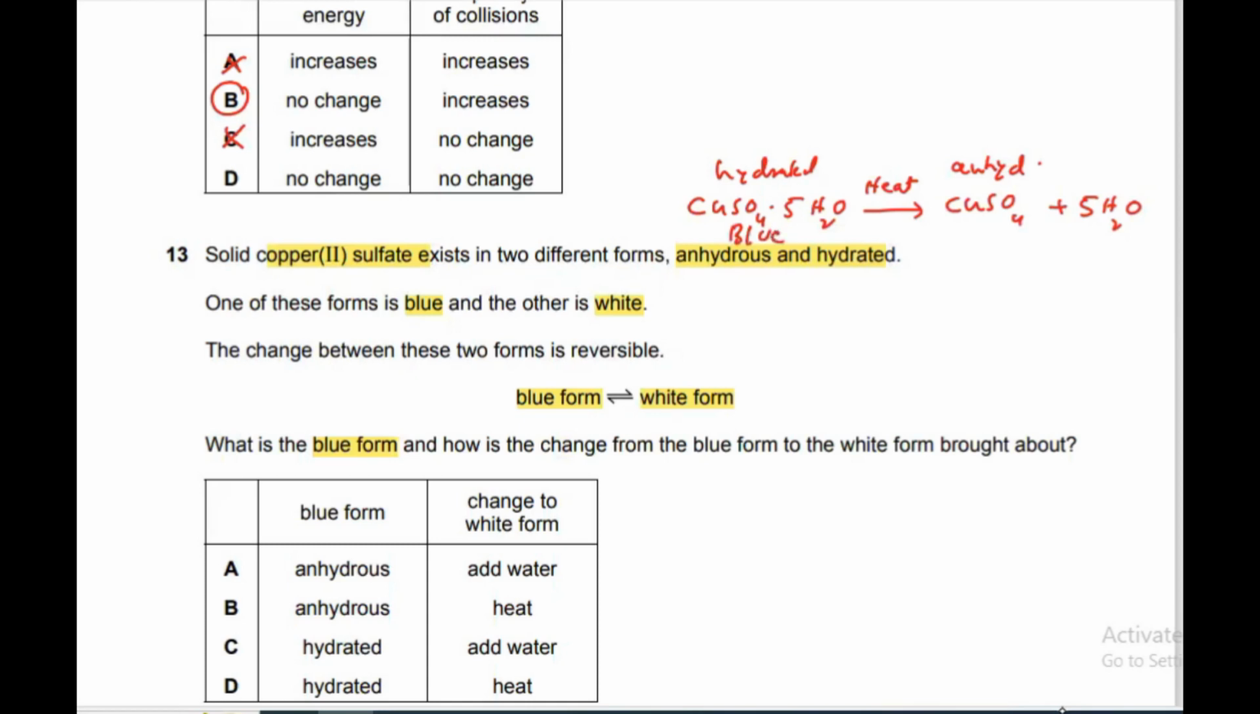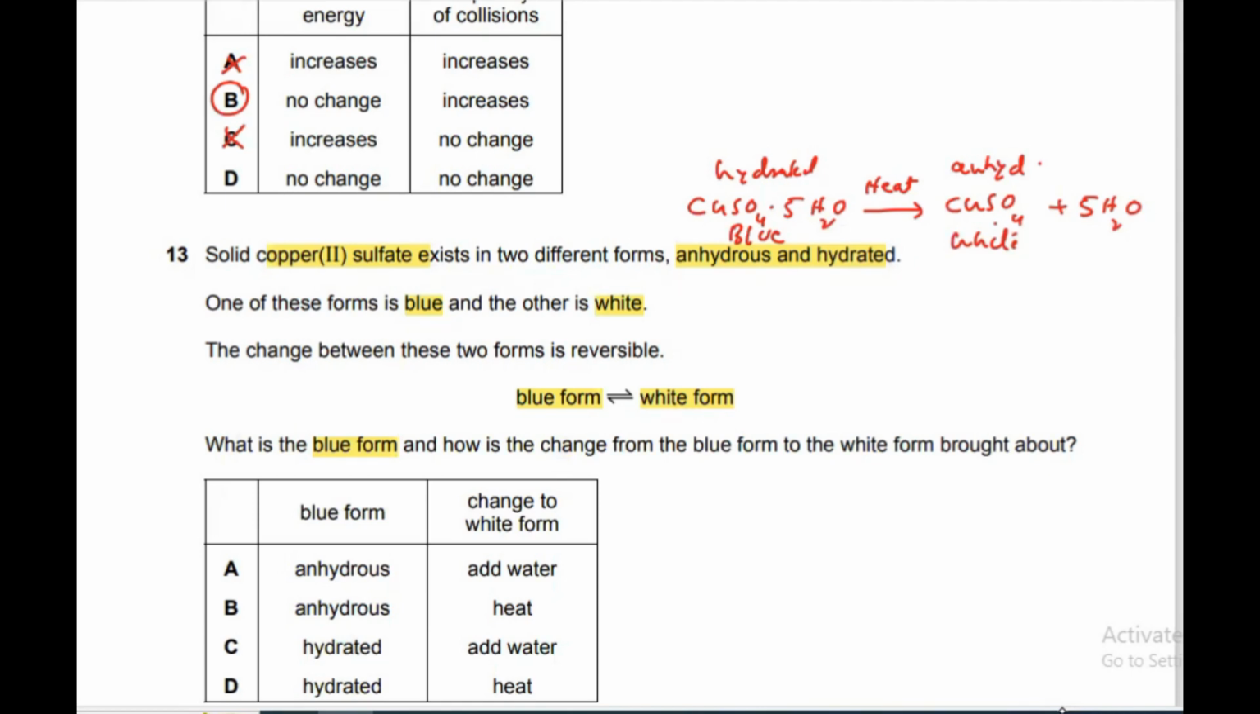Hydrated is blue, and the anhydrous is white. If we heat the hydrated compound, we'll get the anhydrous compound. So this is white and this is blue. The reverse sequence can be used to test the presence of water: if we add water to white crystals of anhydrous copper(II) sulfate, we'll get blue. So water turns the anhydrous copper(II) sulfate from white to blue.